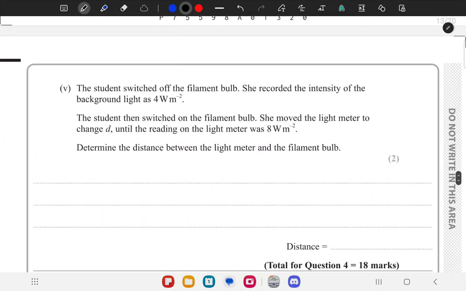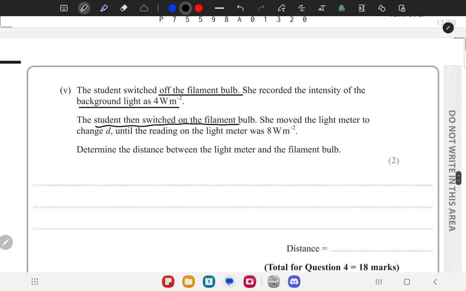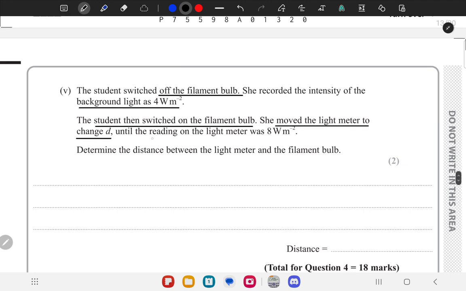Now in part 5, we are told that the student switched off the filament bulb and recorded the intensity of the background light as 4 watt per meter square. The student then switched on the filament bulb and moved the light meter to change the distance until the reading on the light meter was 8 watt per meter square.